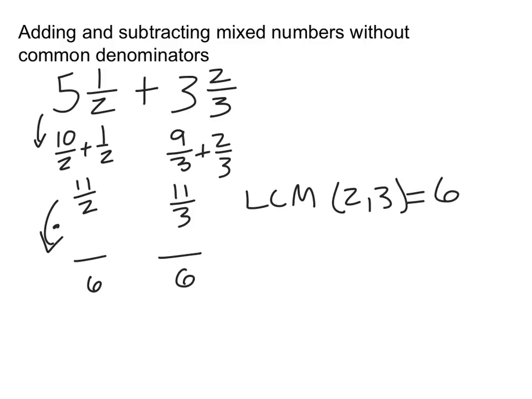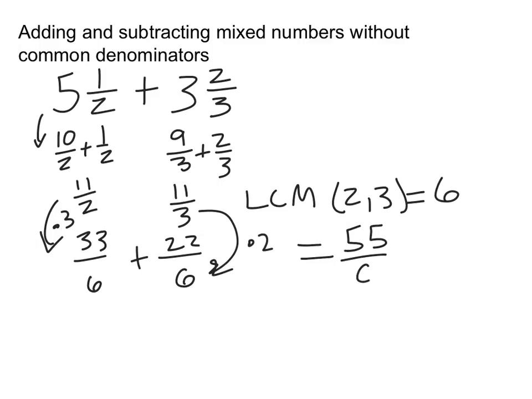So 2 times 3 gives me 6. So 11 times 3 would give me 33. And 3 times 2 gives me 6. So 11 times 2 gives me 22. So now I'm adding 33 sixths plus 22 sixths, which gives me 55 sixths.